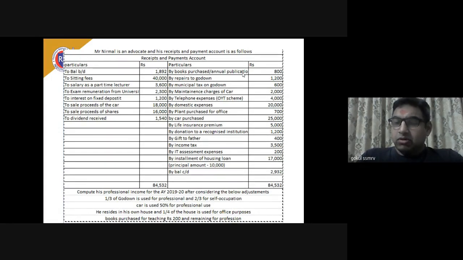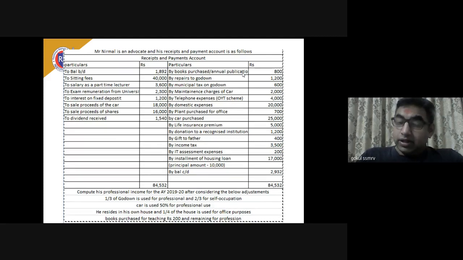Life insurance premium, not part of this. Donation to a recognized institution, it's not a professional expense. Gift to father, no. Income tax, not considered. IT assessment expenses. So you are assessing your IT returns. So yes, that becomes part of your professional expenses. Then installment of housing loan, principal amount 10,000. So 7,000 rupees.